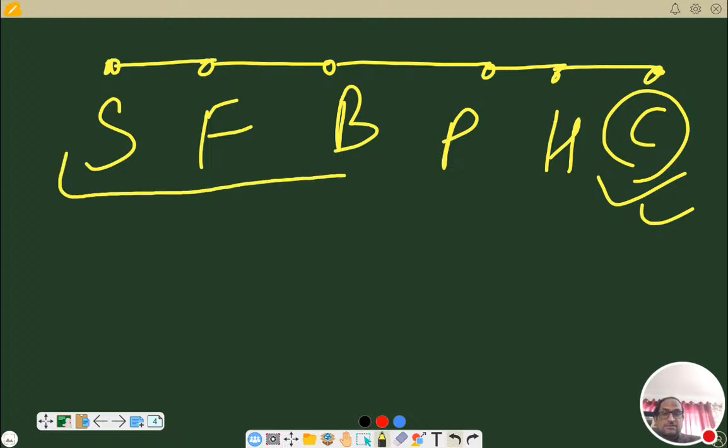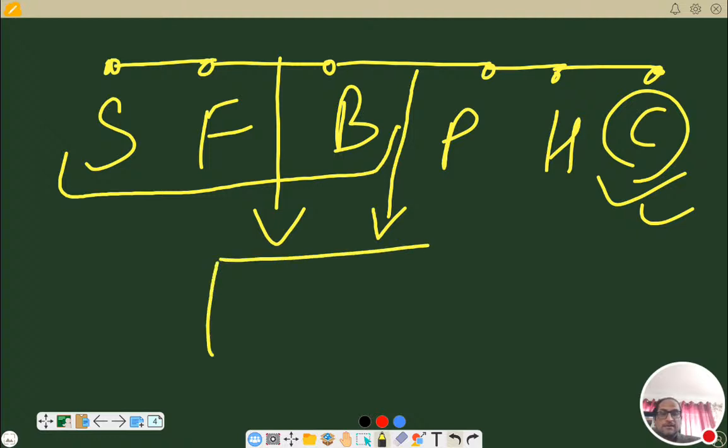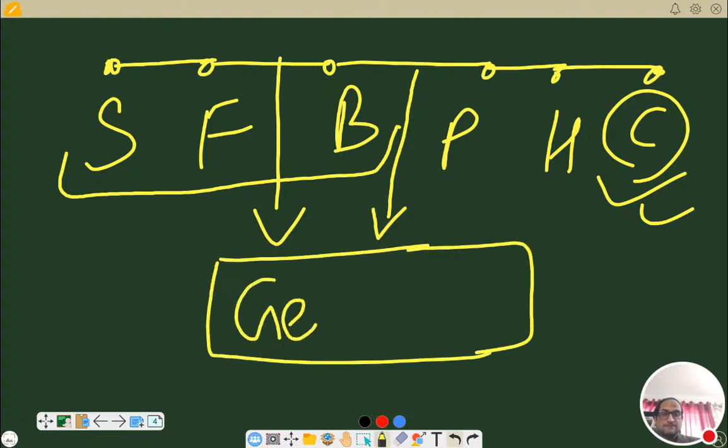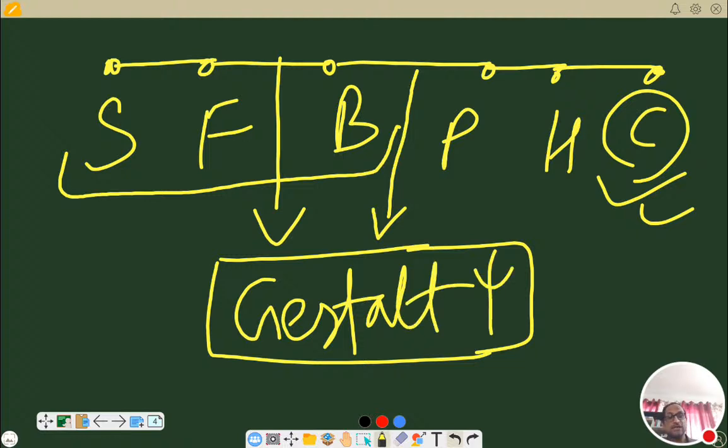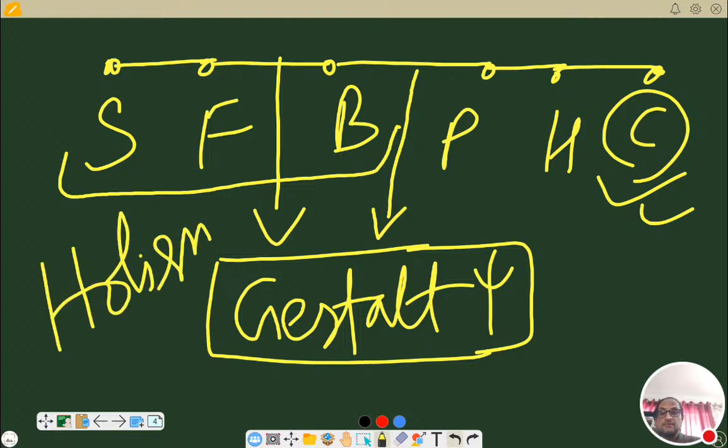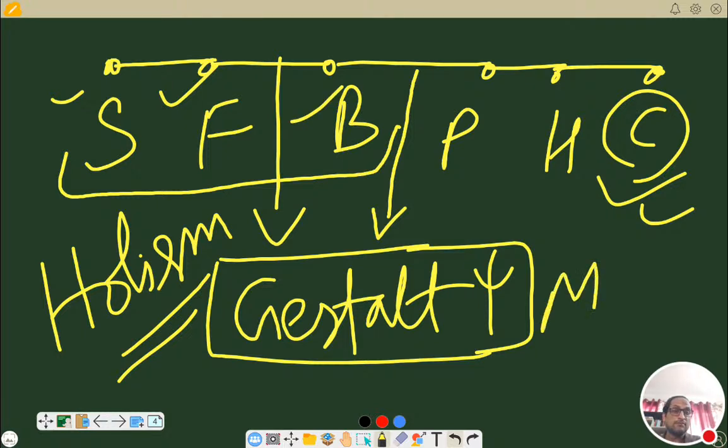After structuralism, functionalism, and behaviorism, there came another school here, spanning from these two: Gestalt psychology. The psychology of perception, or psychology of Gestalt, says holism: the whole is more than the sum of its parts. Because structuralism, functionalism, and behaviorism were talking about the reductionist approach, they came up with a molar approach, not a molecular approach. Molar, seeing things as a whole.